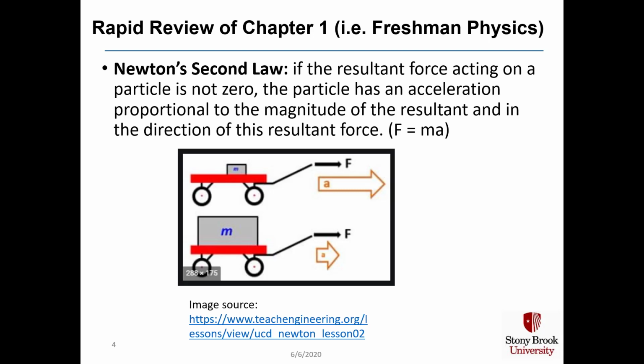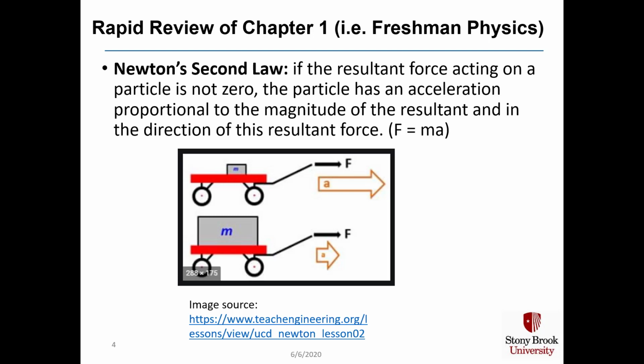Newton's second law says if the resultant force acting on a particle is not 0, the particle has an acceleration proportional to the magnitude of the resultant and in the direction of the resultant force, otherwise known as F equals ma. So here's your cart, and it has a little mass on it. You put a force on it, and it's going to accelerate very rapidly. And in our little red cart, you put a big mass on it, and the same force, well, it's going to accelerate very slowly.